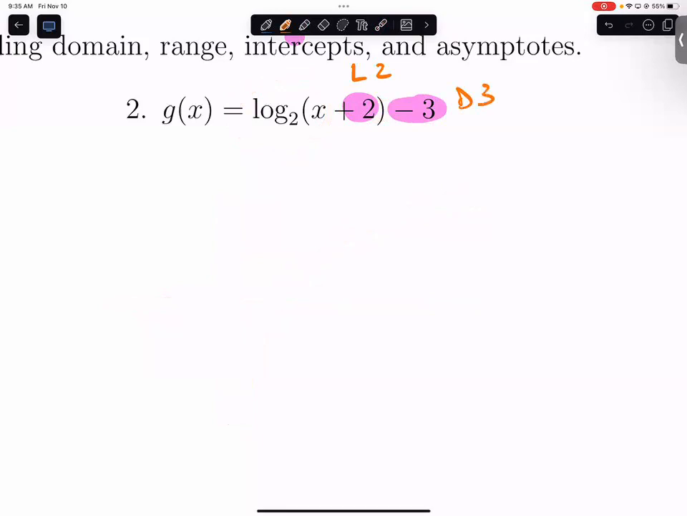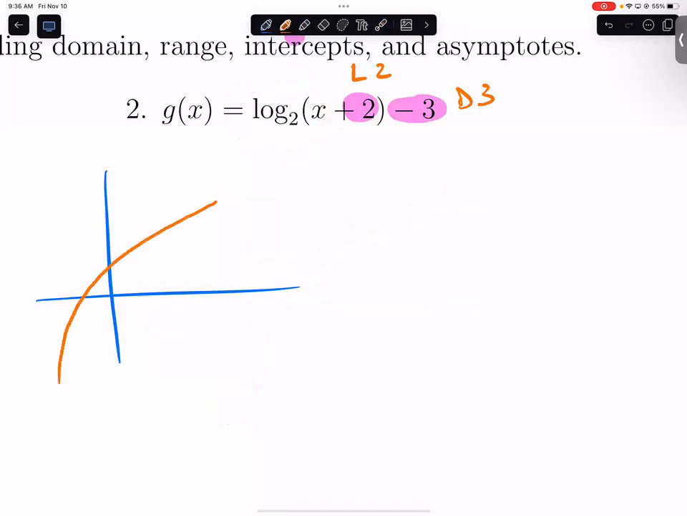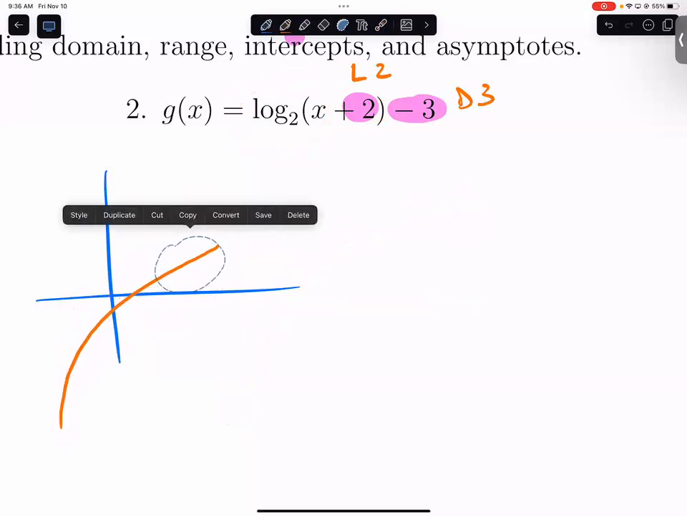down 3. Okay, so this then is going to look something like that. I don't know exactly where stuff is. It might be more like this. I don't know, but it's been shifted left and down.